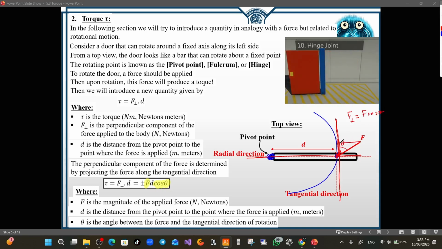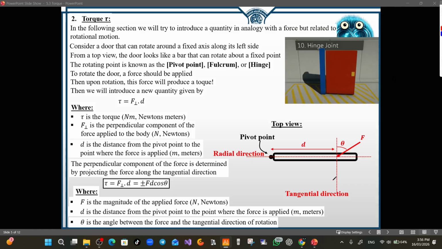Now, what about this second force? This second force is parallel to the radial direction. For any force that is parallel to the radial direction, let's assume we apply the force here, exactly parallel to the radial direction or passing through it, then this force won't help to rotate the object in the clockwise or counterclockwise direction.